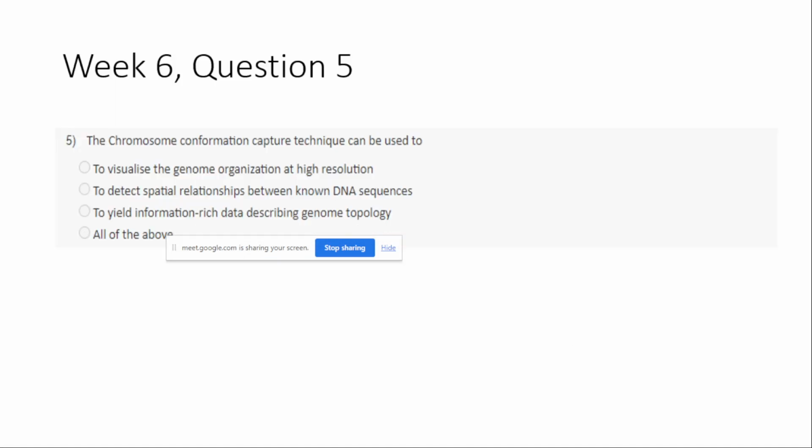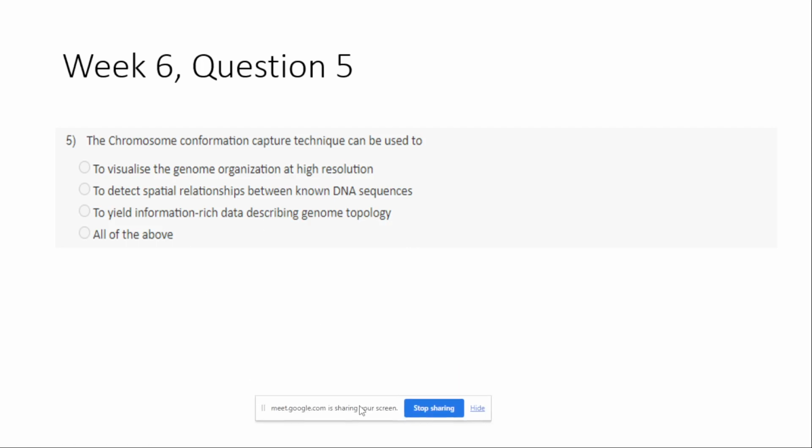Okay, so let's go by option. First, what is the application of this chromosome conformation capture technique? First is to visualize genomic organization at high resolution. It is true because at high resolution it can visualize the genomic organization. By using this technique you can say where a loop is formed, where some other secondary structure has been formed in your entire chromosome. So that's why you can visualize the genomic organization at high resolution.